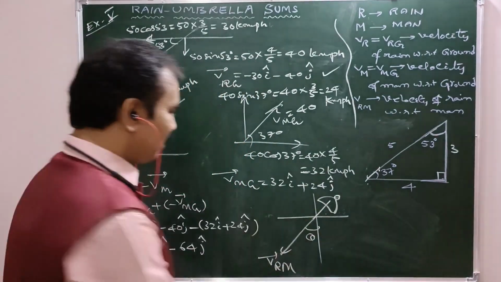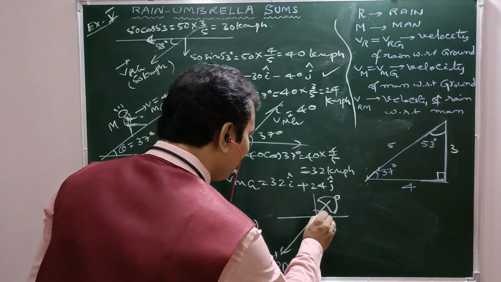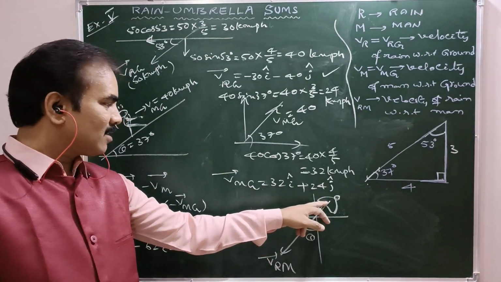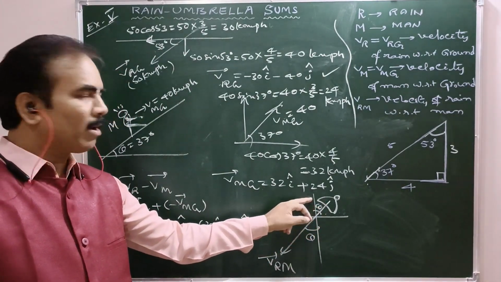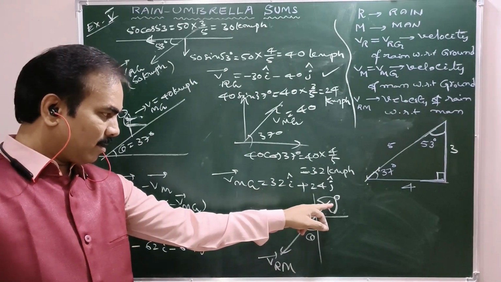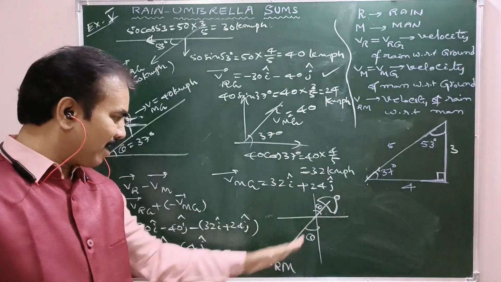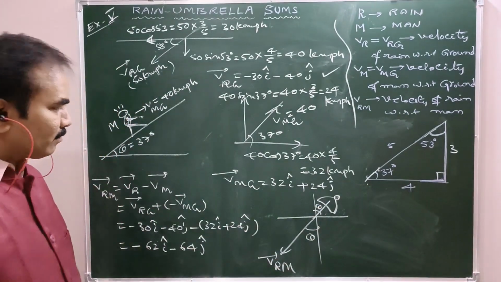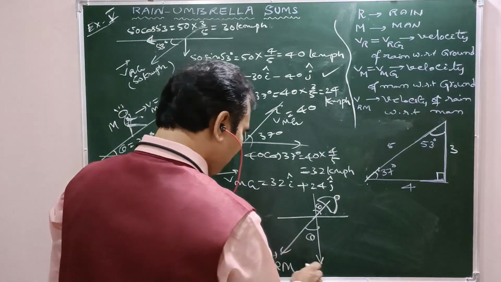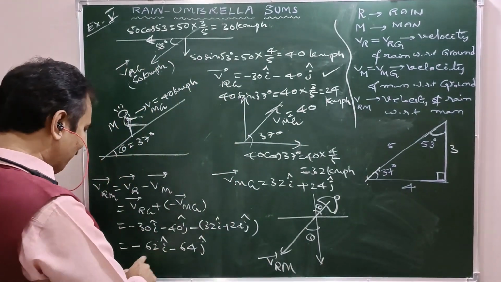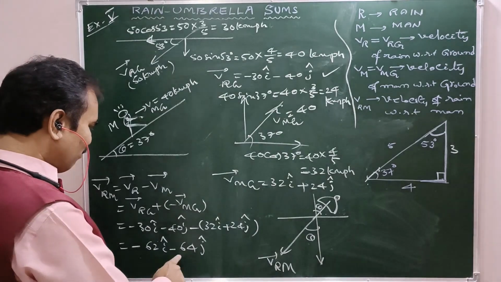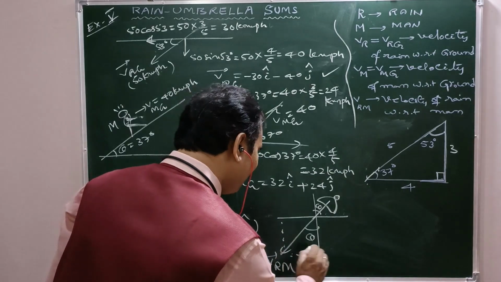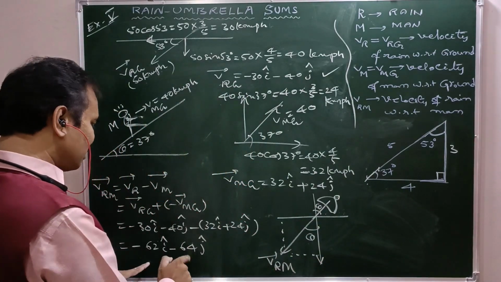Right? See, if this is theta, this one is also theta. These are vertically opposite angles. So he must hold his umbrella making some angle theta with the upper vertical. The umbrella is held along the same line as VRM, but opposite to VRM. Right? Now how to find theta here? VRM is minus 62 i minus 64 j. So if I close the triangle like that, this vertical component is 64.